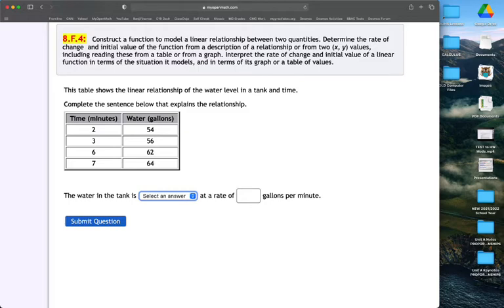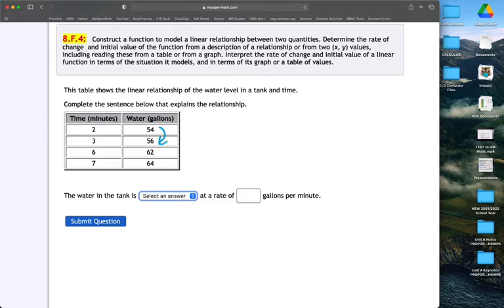So if we find the rate of change, we'll know whether the value is increasing or decreasing, because a positive rate of change would mean more water is going into the tank as the time goes by, and decreasing if water was sort of leaking out of the tank. So let's go ahead and find the rate of change.